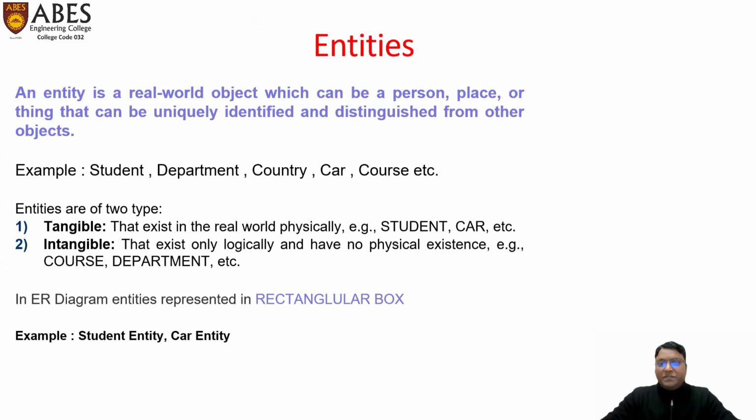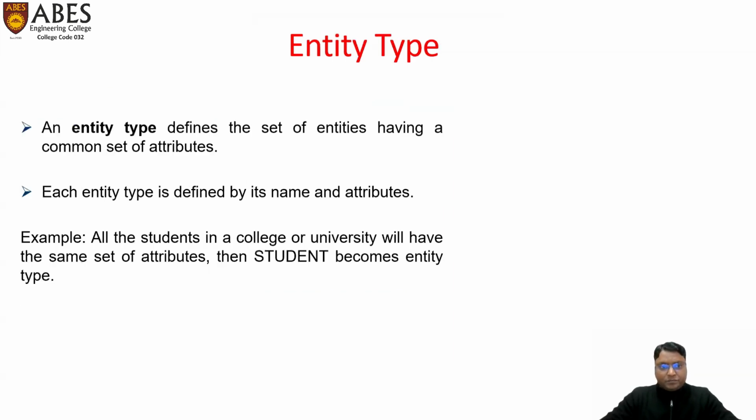It does not have any physical existence, but it logically exists. In an ER diagram, entities are represented through a rectangular box. Now, entity type. Entity type defines a set of entities having a common set of attributes. Each entity type is defined by its name and attributes. Example, all the students in a college or university will have the same set of attributes. The student becomes the entity type.